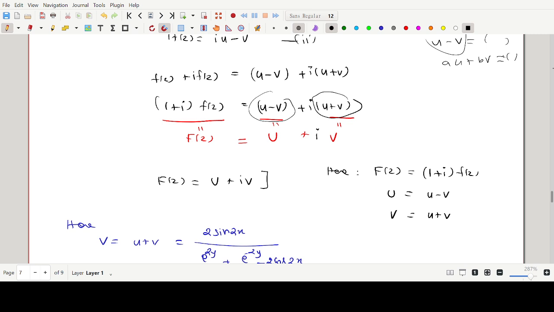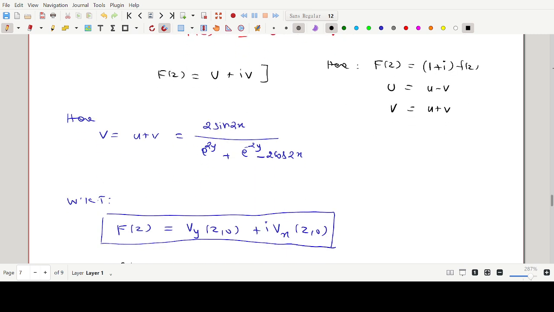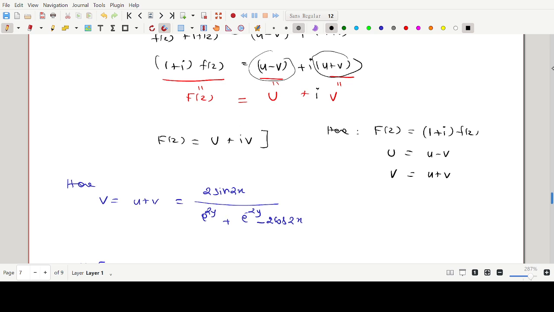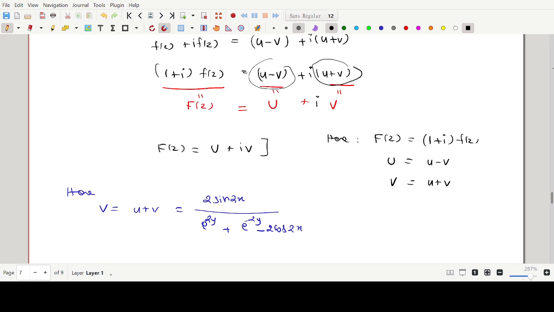So what is our capital U? Here I mentioned the difference value. Capital V is the sum value. What is the meaning? The real part of capital F of z is nothing but capital U, the difference. The imaginary part, I mean the sum of two harmonic functions, is the imaginary part of F of z. The difference of two harmonic functions is the real part of capital F of z. So here in the problem, which form is given? Capital V. The sum of two harmonic functions is given, capital V in U plus iV.